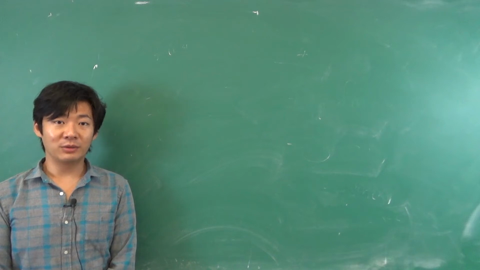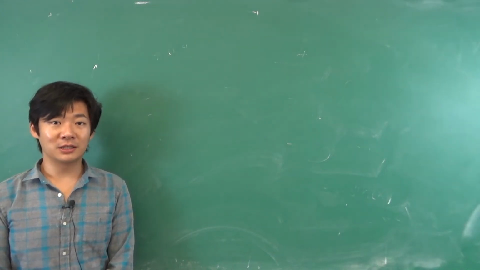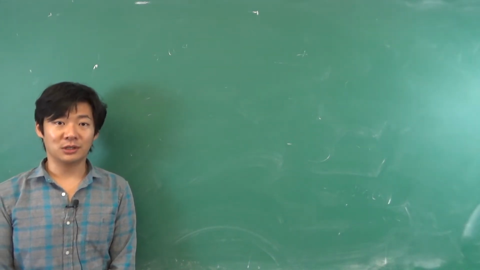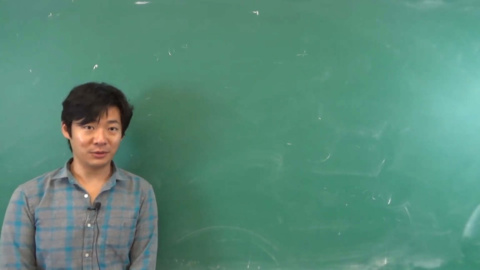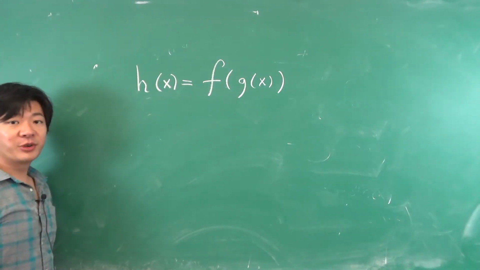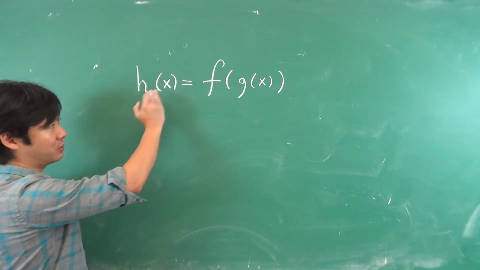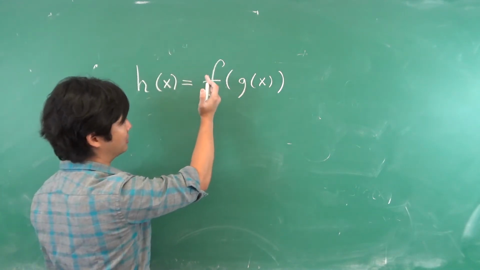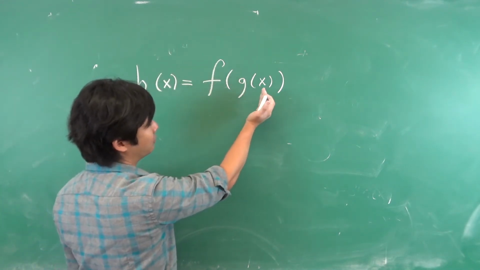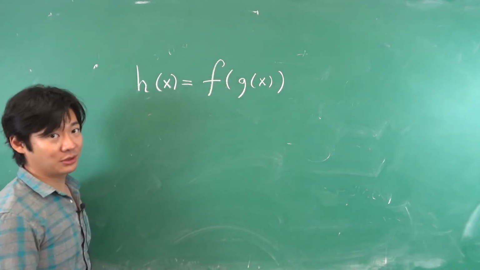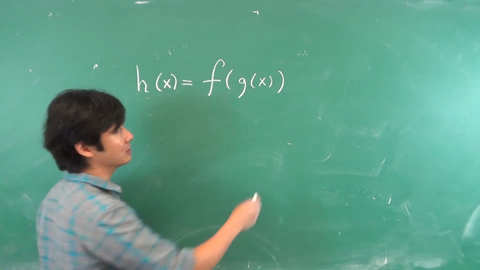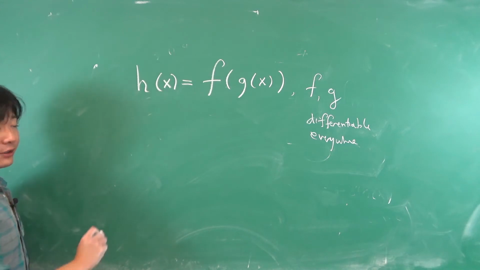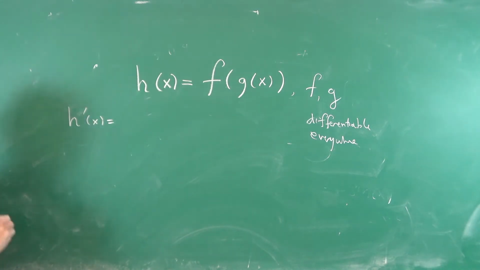In this video, we will go over how to differentiate compositions of functions, otherwise known as the chain rule. Suppose we have a function h, which is defined to be a function f composed with the function g, and we're going to assume that f and g are differentiable. Well, let's write out the definition of the derivative for h.